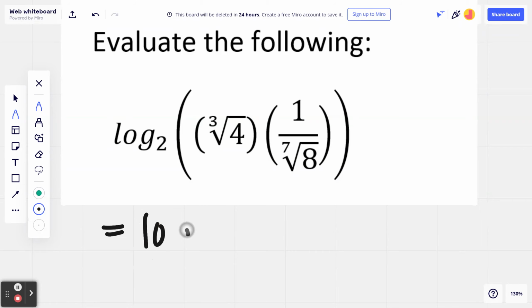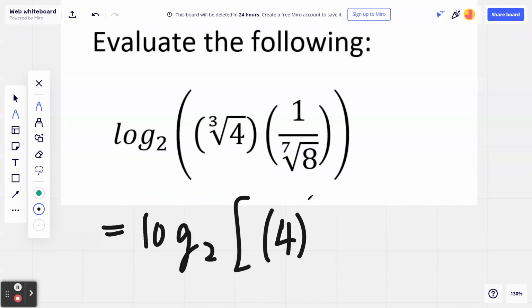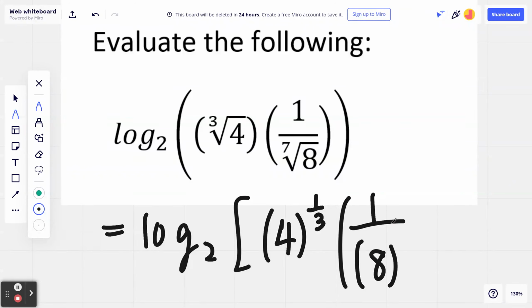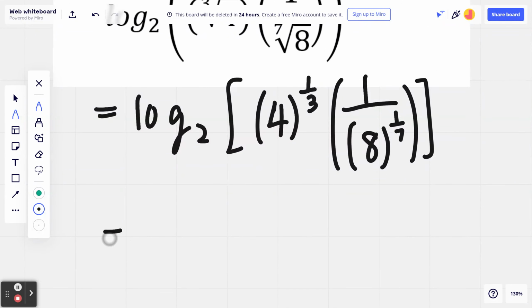Copy down log of 2, open that bracket. When you think about the cube root in terms of exponents, that is the same as saying, in this case, 4 to the power of 1 over 3. Likewise, the seventh root is the same as saying, in this case, 8 to the power of 1 over 7. So again, step 1, we write this in exponent form.